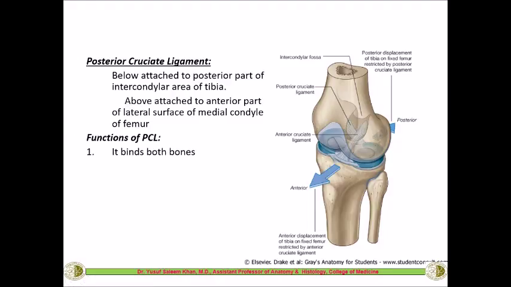What are the functions of the posterior cruciate ligament? This also helps in the binding of the two bones. As you can see, both the ligaments help in binding the two bones together. This ligament, apart from that, also prevents backward displacement of the tibial condyle. The anterior cruciate ligament prevents anterior displacement of the tibia over the stabilized femur, and the posterior cruciate ligament prevents the posterior displacement of the tibia over the fixed femur.